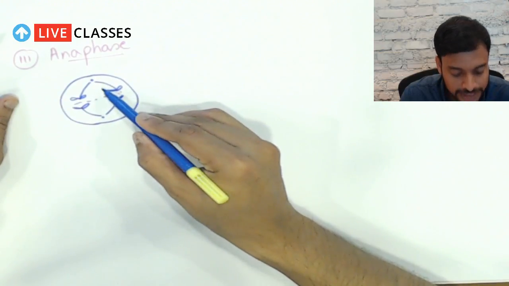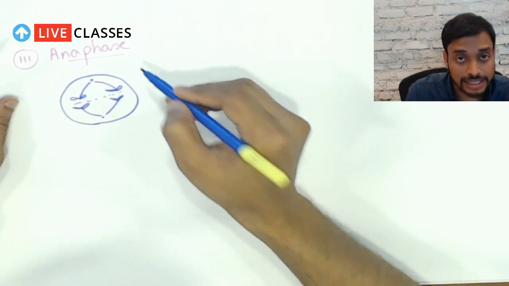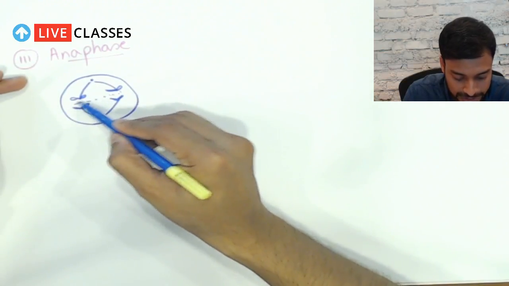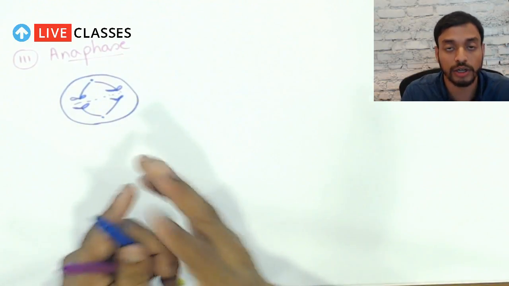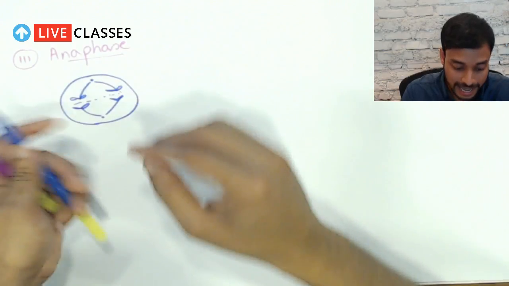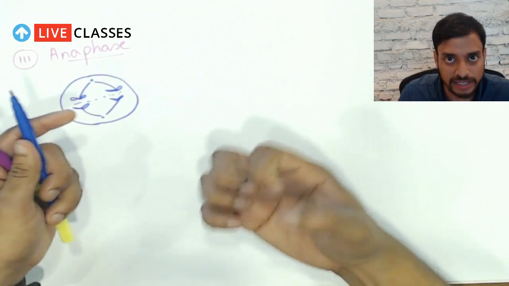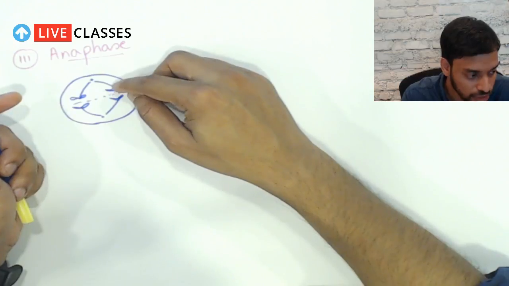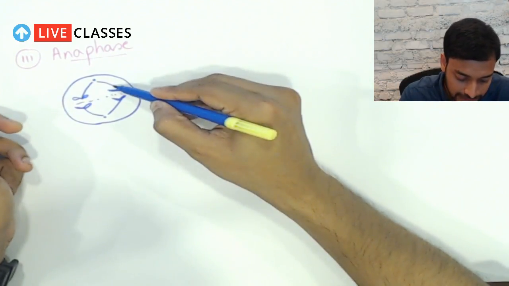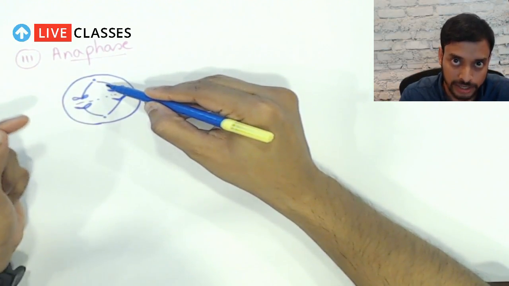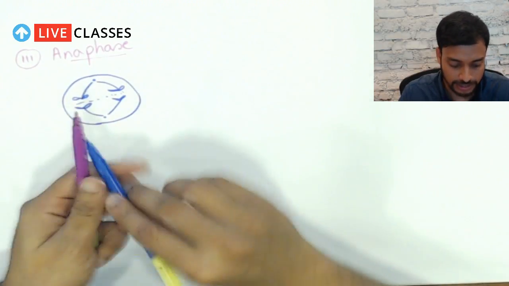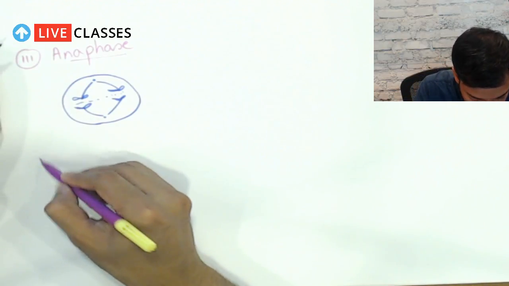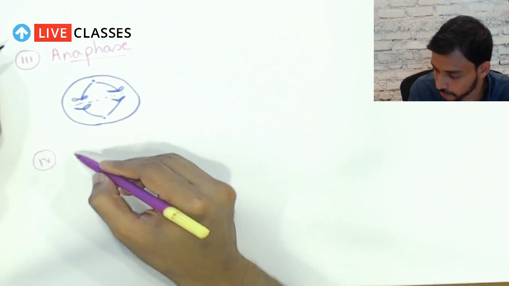So this is the anaphase, where what happens? The centromere divides. The centromere has divided, correct? And we have the sister chromatids. These are known as the sister chromatids. Together they were the chromosomes. And because of depolymerization, the length of these spindle fibers starts decreasing. So it starts pulling them towards the poles, correct? Now let's move on to the fourth phase, which is telophase.